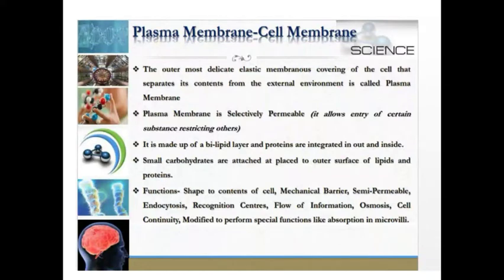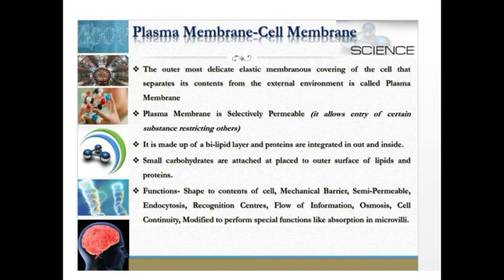Some functions are there for the plasma membrane. It gives shape to the content of the cell. So the plasma membrane gives shape to the cell. It acts as a mechanical barrier for the entry and exit of some of the substances. It also acts as a semi-permeable membrane. Only few things can enter in and out of the cell. It acts in endocytosis. That endocytosis we will see later.